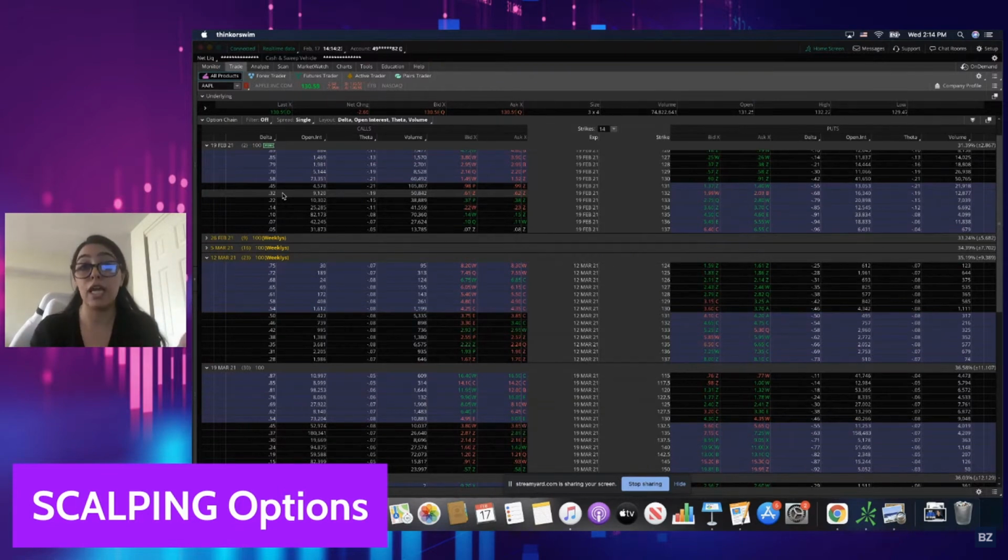You need to get out, take your profits as soon as you can. However, if you make the mistake of getting into a false breakout, you're more prone to taking a bigger loss, a higher percentage loss on a same day expiration versus if you were to just buy the next week expiration, because theta is not as high and IV is not as high for the next week's expiration.